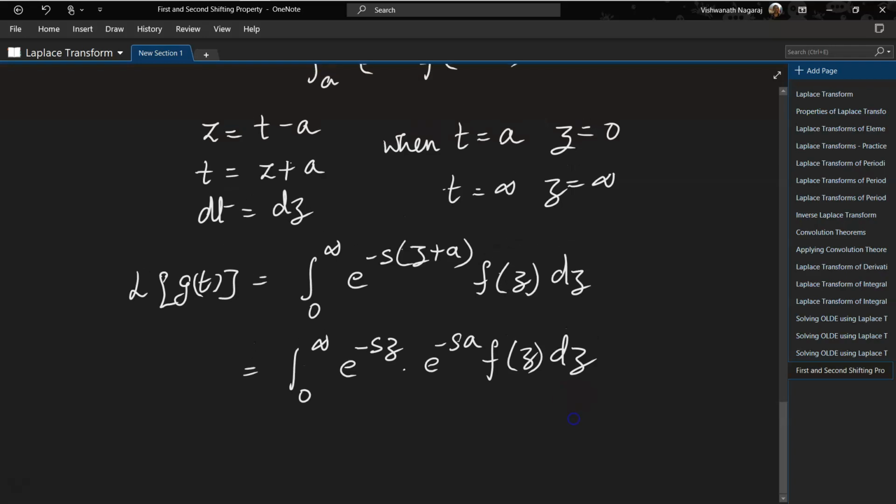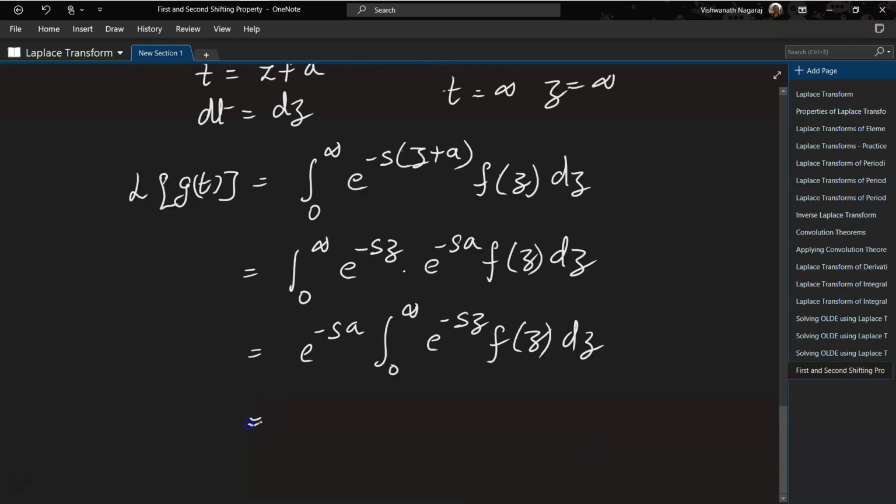Okay. Now here remember dz. So we are in the z world. So which means here e to the power of minus sa, there is no z. So this ends up being a constant. So we can take it out. Minus sa integral 0 to infinity of e to the power of minus sz f of z dz. And as per the Laplace definition, this is nothing but the Laplace. So e to the power of minus sa Laplace of f of z.